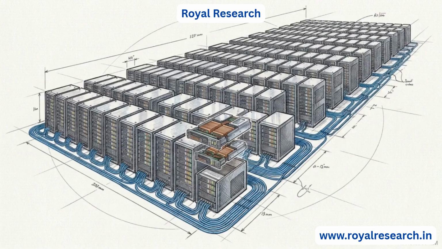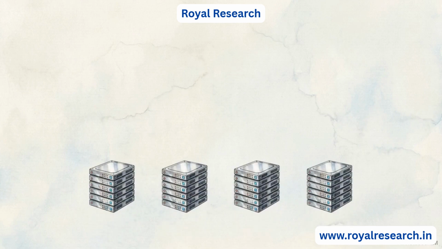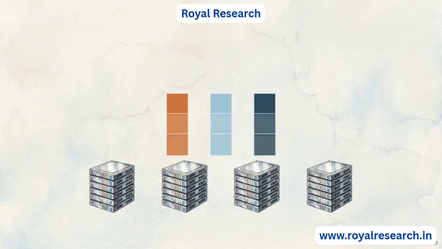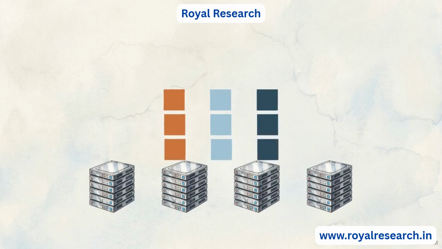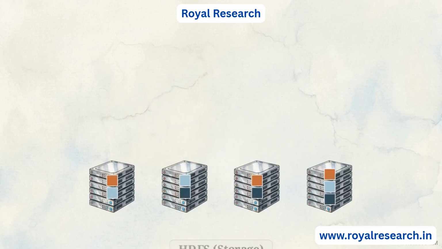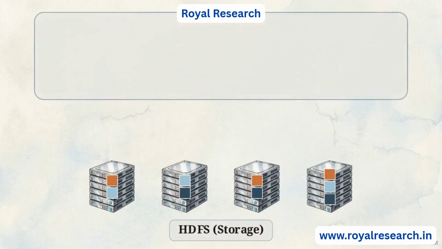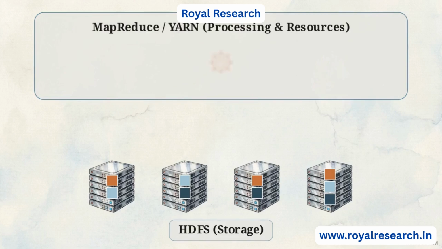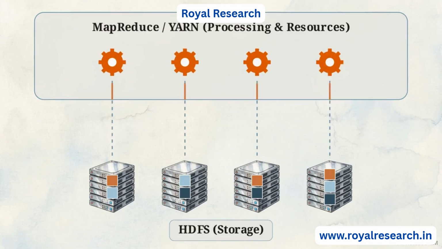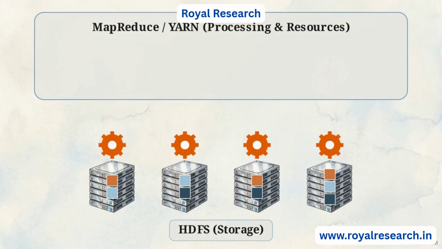This distribution relies on the Hadoop Distributed File System, or HDFS. HDFS breaks large datasets into smaller blocks and replicates them across multiple machines, creating a storage layer with built-in redundancy. MapReduce and YARN sit on top of that storage layer. MapReduce breaks processing tasks into smaller subtasks that run in parallel, while YARN manages the system resources, deciding which machine gets the CPU and memory needed for each job.